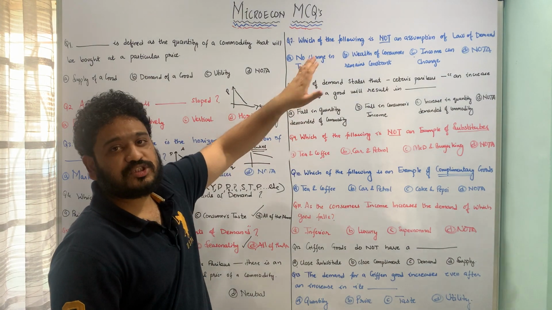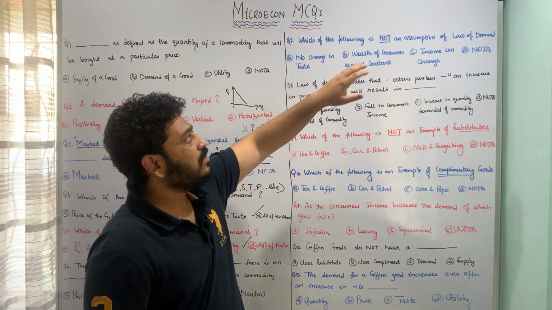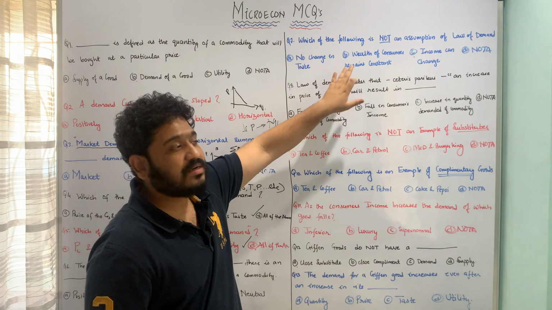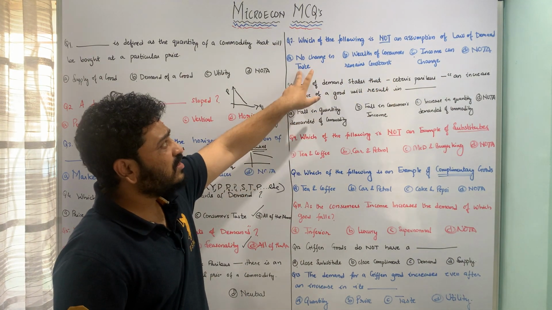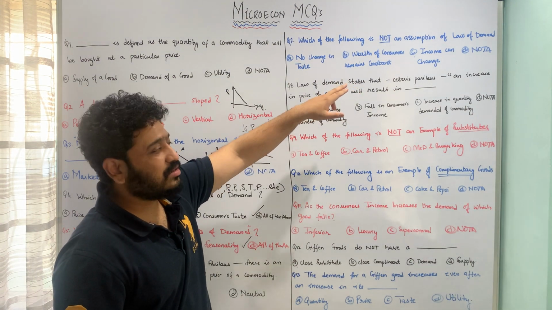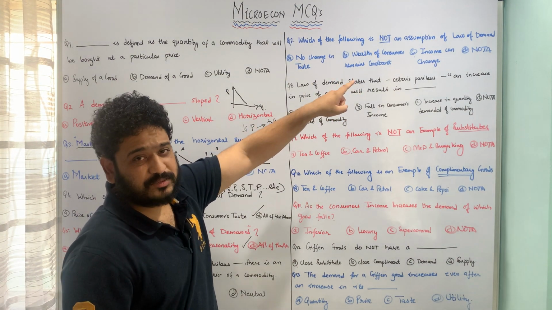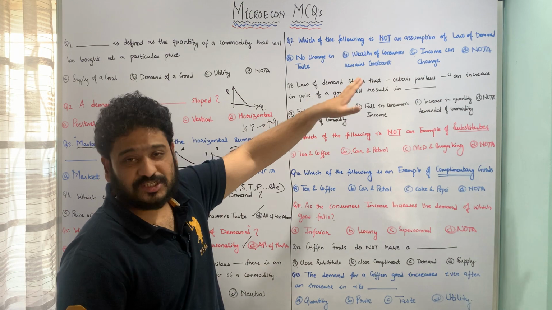A, there is no change in taste. Okay. Wealth of the consumer remains constant. Okay. Income can change, and none of the above. So here the point 3, or the option C, is obsolete, because income also has to be constant.